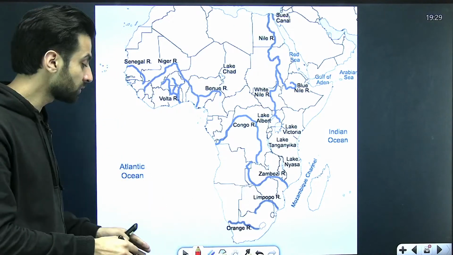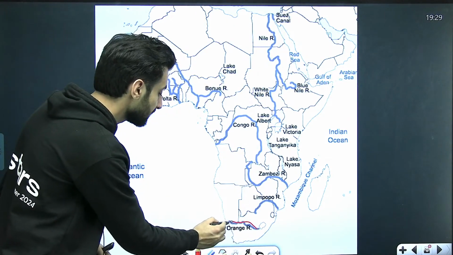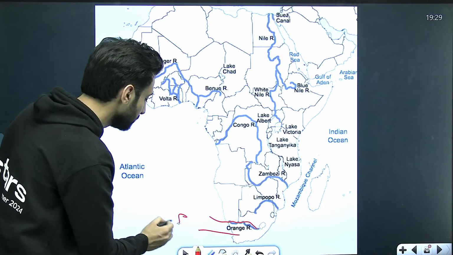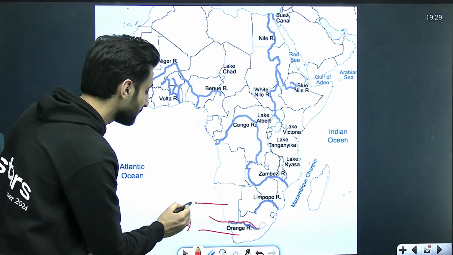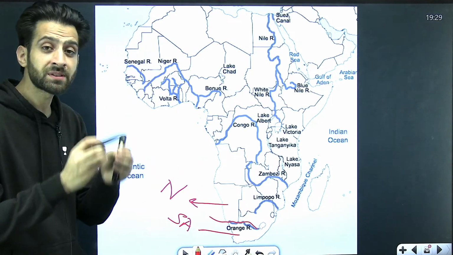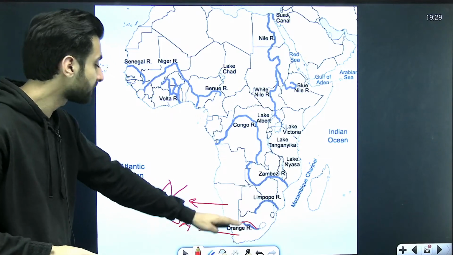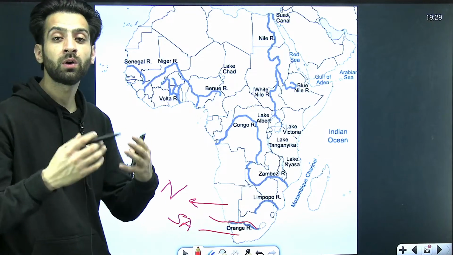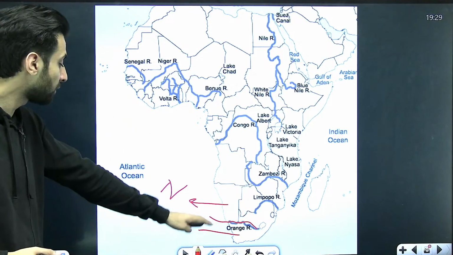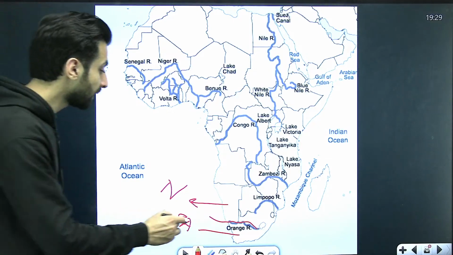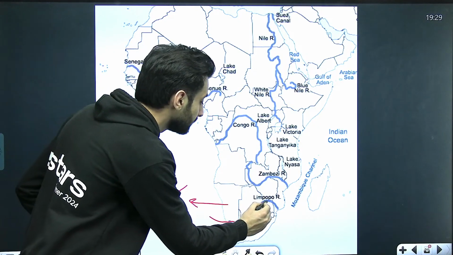Starting with the very southernmost, this is the Orange River. If you know about the country, this is South Africa. And what is the name of this country? Namibia. So the Orange River forms a border along South Africa and Namibia. You can take it as such, which river forms a border along which two countries. So this river is forming a border along Namibia and South Africa. Clear? Then we go to the other river, that is River Limpopo.